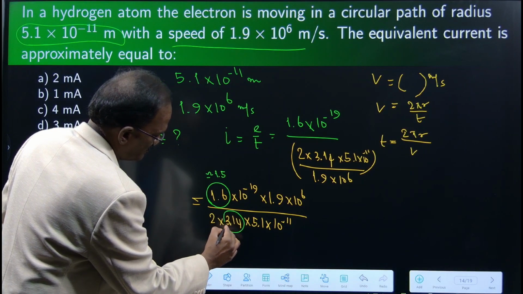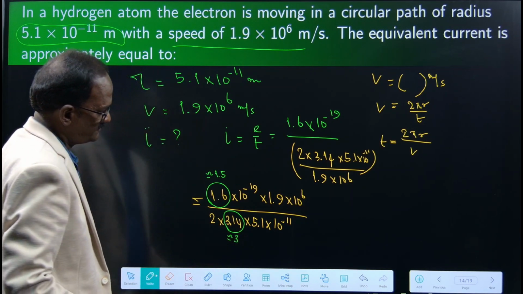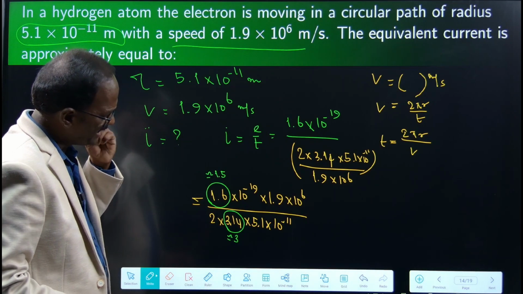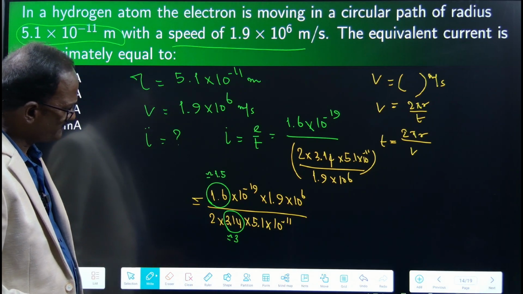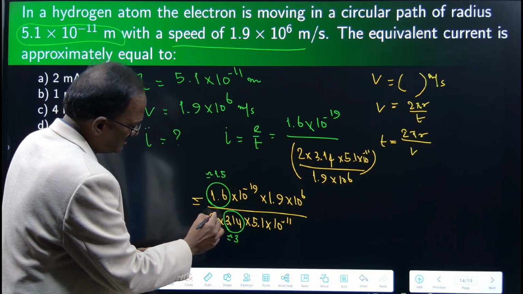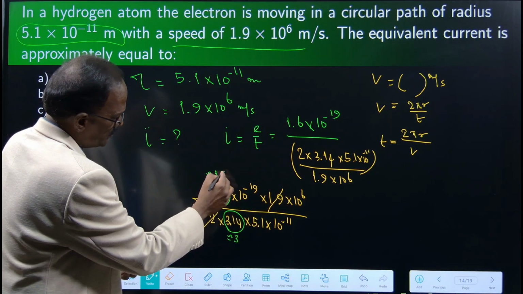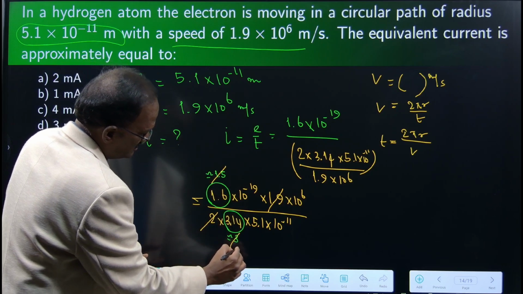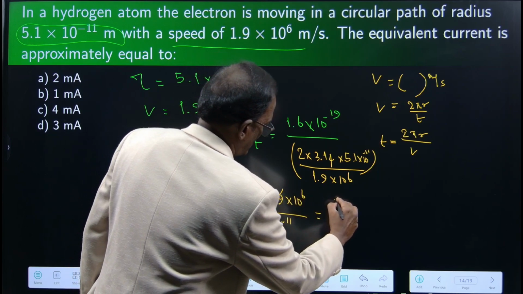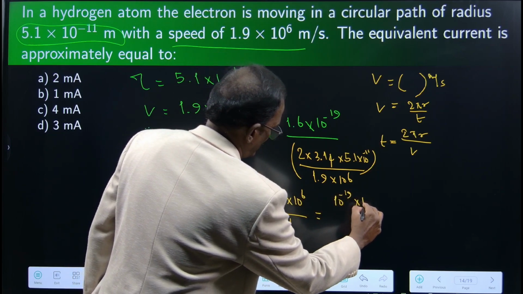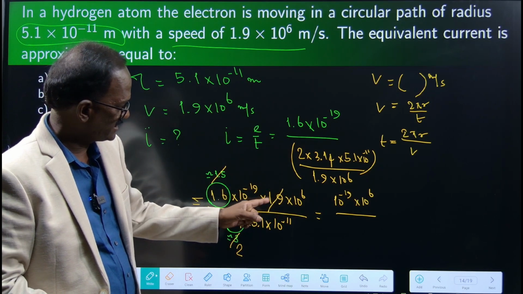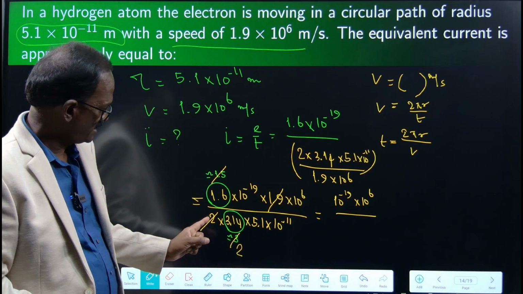So this can be approximated as 3. 1.6 I am making it as 1.5. 3.14 I am making it as 3. Similarly, the 2 and 1.9, if you approximate it, you can remove. So this is 1.5 and this is 3. So 2. Rewriting, 10^-19 into 10^6. This is removed, 10^-19. This is also removed, 10^6. This 2 is removed.